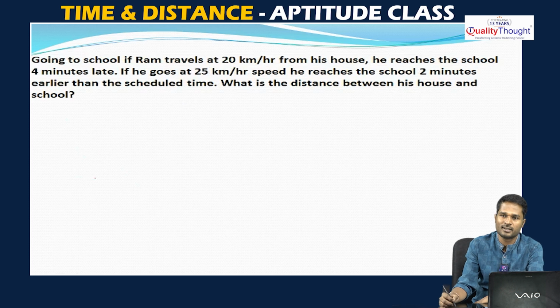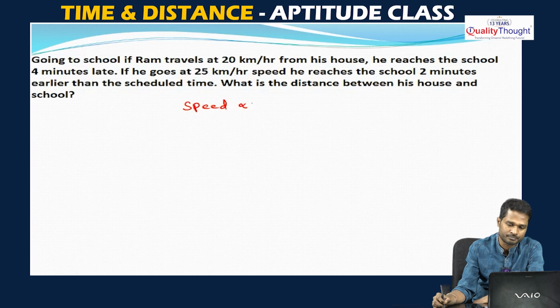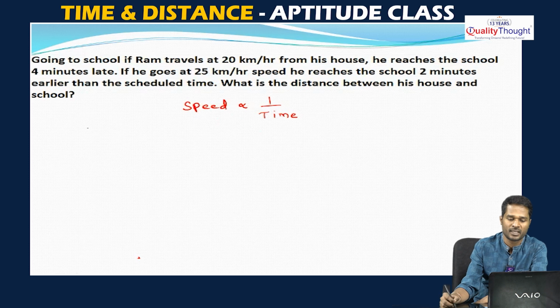Now let's convert the speeds. We know that the speed is inversely proportional to the time taken. In the basics, we have seen that speed and time are inversely proportional to each other. That means the more the speed, the less the time that is required. The less the speed, the more the time that is required. Now check it here. Let's write the speed first.